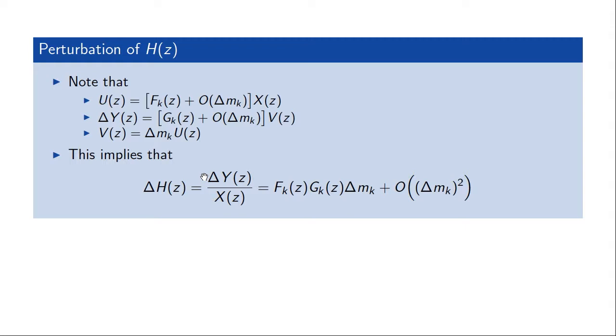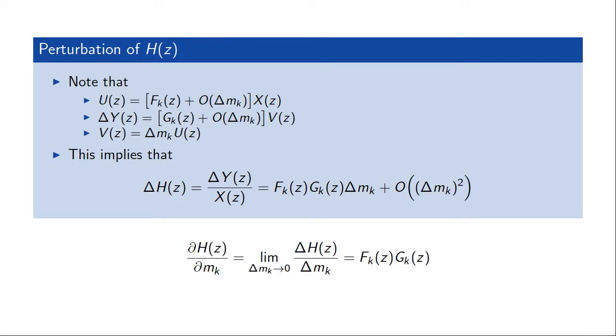And what this implies is that if we consider the change in the overall transfer function, defined as the change in the output divided by the change in the input, similar to an ordinary transfer function, we see that this can be worked out to be the product of the transfer function from the input to the point before the multiplication and the transfer function after the multiplication to the output, times the size of the multiplication, plus second order effect. And this follows from the combination of these three formulas here.